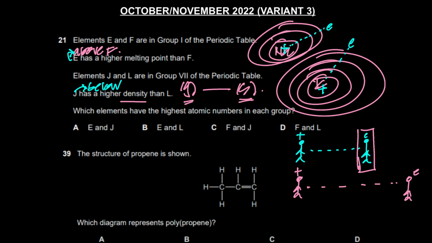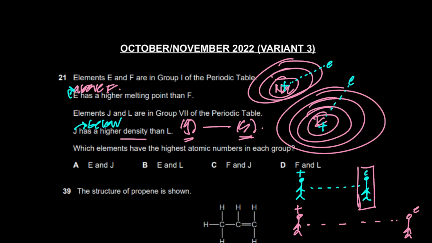So which elements have the highest atomic number in each group? Now, again, this is such a beautiful MCQ. You go to your periodic table and you know that the periodic table is arranged in increasing number of protons. So it goes like this: 1, 2, 3, 4, 5, 6, 7, 8, 9, 10, 11, 12, 13. The one that is above will have a smaller atomic number compared to the one that is below in the groups.